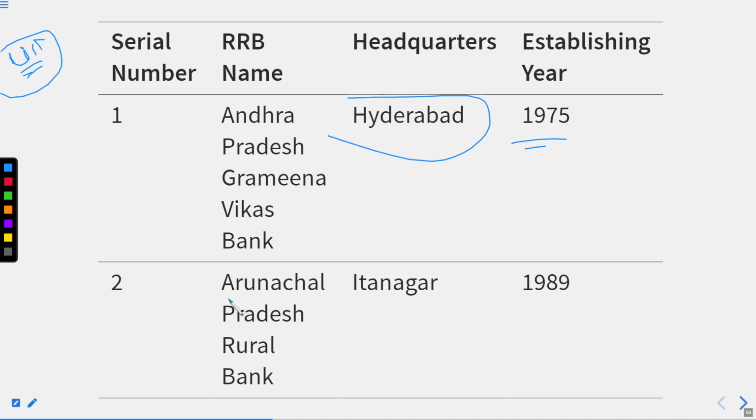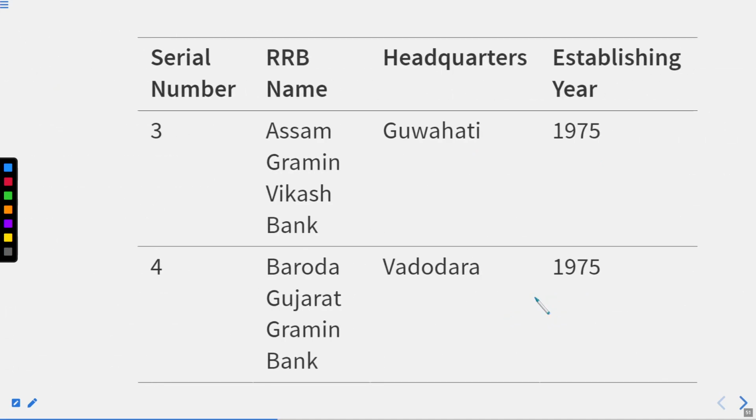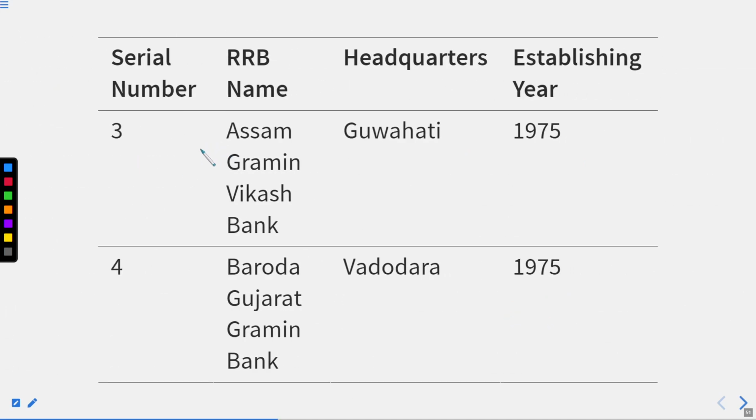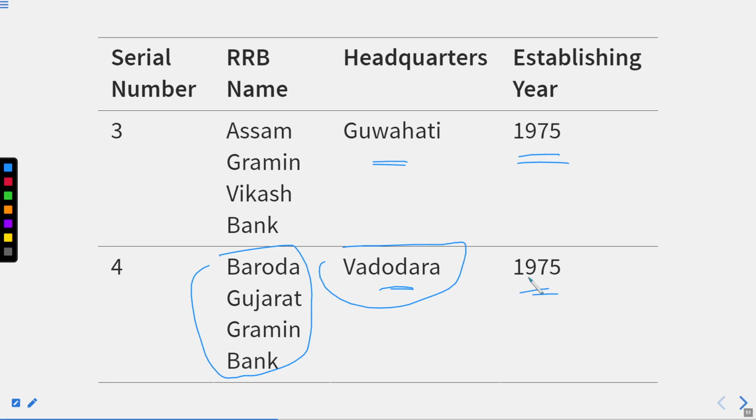Thereafter, we have Arunachal Pradesh Rural Bank, headquarters at Itanagar, established in 1989. All right. Thereafter, we have Assam Gramin Vikas Bank, headquarters at Guwahati, established in 1975. Thereafter, we have the Baroda Gujarat Gramin Bank, headquarters at Vadodara, established in 1975.